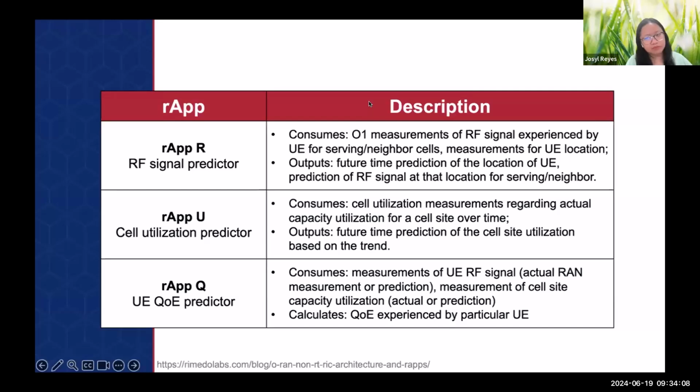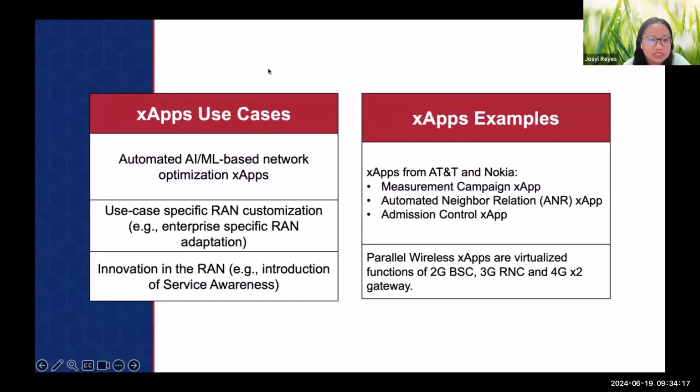Ayan. And then, yun yung R apps. Again, pag R apps, yan yung nasa non-real-time RIC, kasi yung R nasa taas, yung X nasa baba. So yung X apps naman would be on the near real-time RIC. So some examples of use cases of the X apps would be as shown here at the bottom at the left side. So like for example, optimization, yung mga specific RAN customization, mga other innovation in the RAN, but essentially more on radio network management. Kumbaga, yung implementation to ensure that the nodes are operating well.